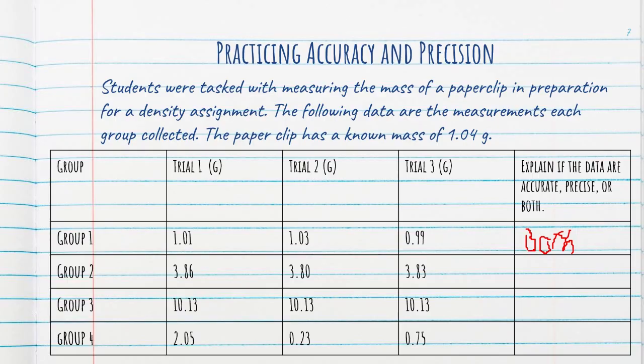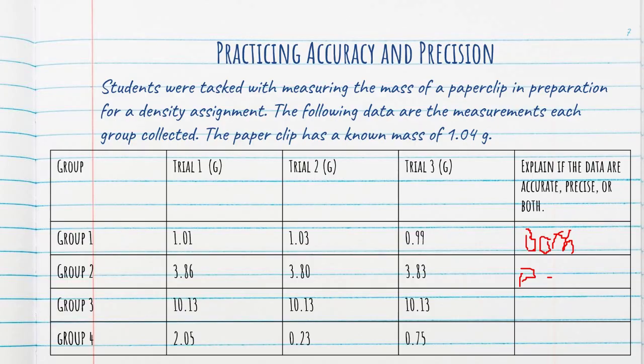Now, group 2, trial 1 was 3.86, trial 2 is 3.80, and trial 3 is 3.83. I would say that these are precise, but they're not accurate. I'm going to just leave a P there. They're close together, but they are nowhere close to 1.04.